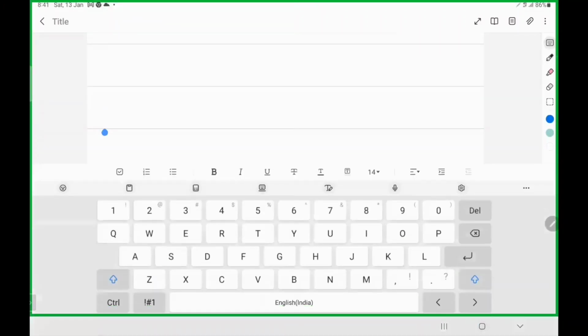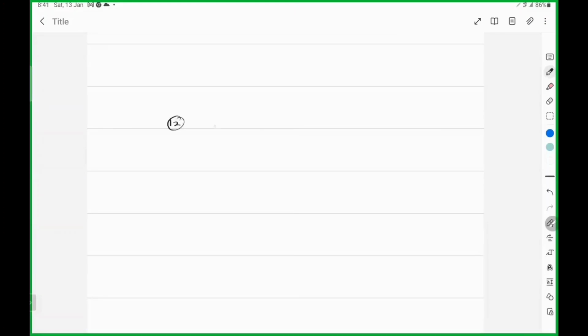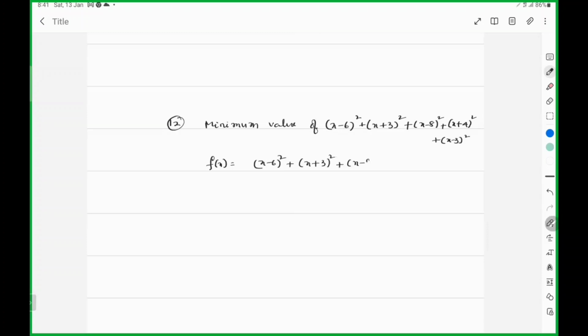12. So the minimum value of x minus 6 whole square, x plus 3 whole square, x plus 4 whole square plus, so f of x is this. F is minimum.